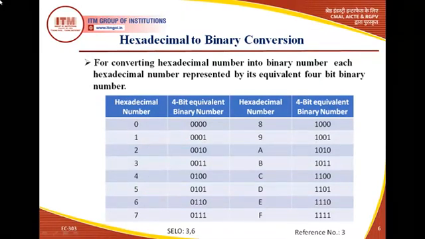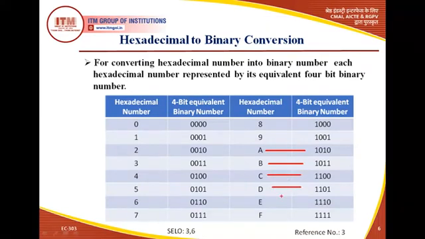And you also see that the letter A means 10. So A will be represented by 1010, B by 1011, that means 11, then C, D, E or F. So these are the 4 bit equivalent representations of each hexadecimal digit.